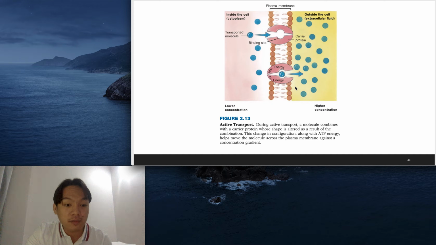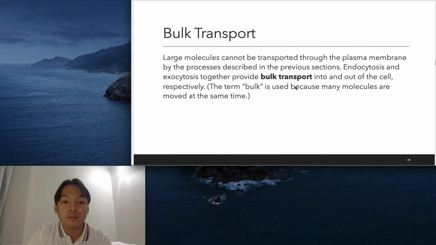So with the use of energy, these oblong carrier proteins in your cell membrane are transporting the ions from inside to outside and vice versa. So bulk transport is for the large molecules. For bigger molecules, we have endocytosis and exocytosis, which together provide bulk transport into and out of the cell. The bulk refers to many substances or molecules being moved at the same time.